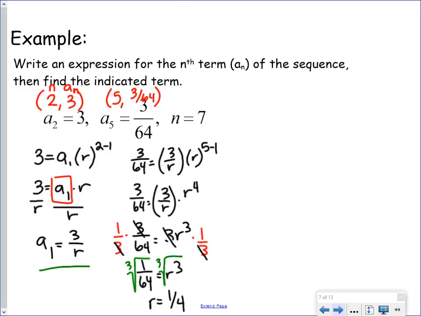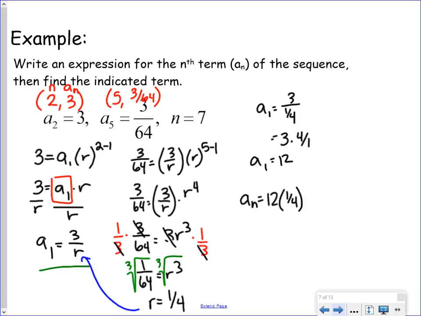If I know my ratio is 1/4, then I can plug that into my a sub 1 expression to solve for a sub 1. So 3 divided by 1/4. Remember, you'd really be multiplying by the reciprocal, so that's really 3 times 4 over 1, which tells me that a sub 1 is 12. So now I can take that a sub 1, 12, the r is 1/4, and plug them in to my a sub n equals 12 times 1/4 raised to the n minus 1. So I have written the expression for the nth term in the sequence.